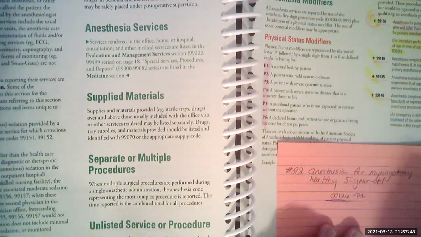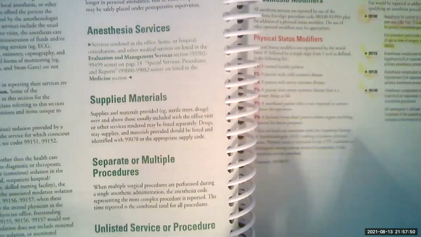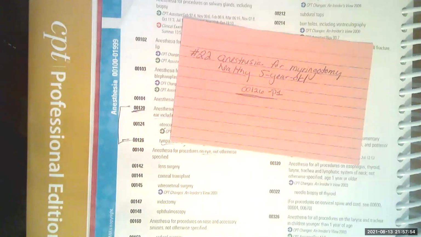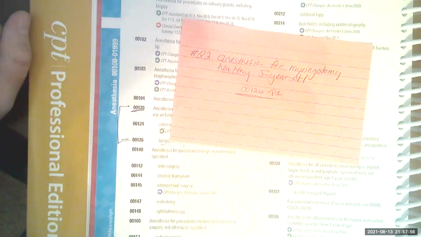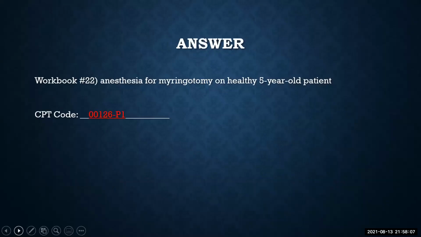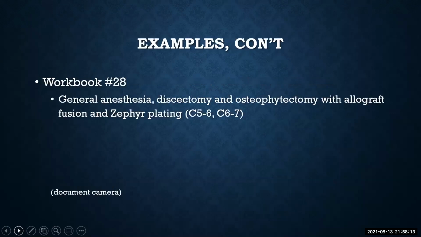Okay. So we have 00126 P1 as our code. So that's that one. We're going to go back and double check my work. Oh, 126 P1, and we're correct. That's great. Okay. All right, so we're going to do workbook question number 28.